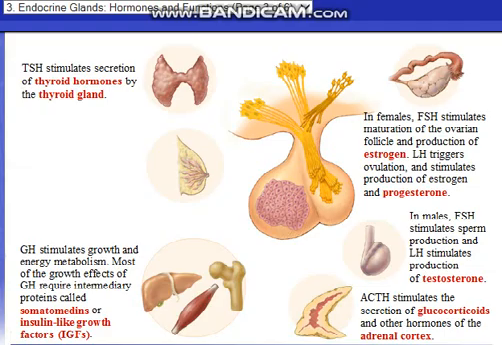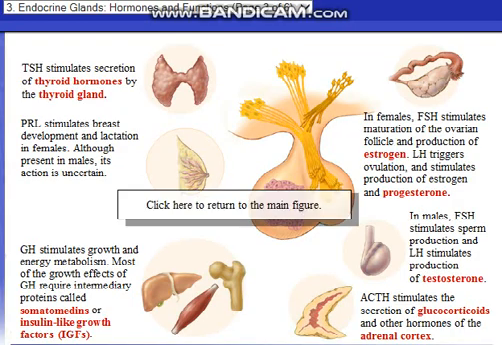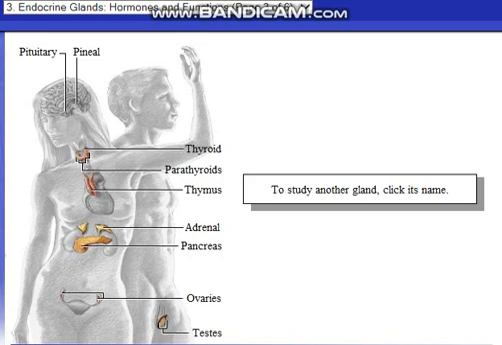Metabolic effects of growth hormone involve mobilizing fat stores and thereby sparing glucose for use by glucose-dependent tissues. PRL stimulates breast development and lactation in females. Although present in males, its action is uncertain. To study another gland, click its name.